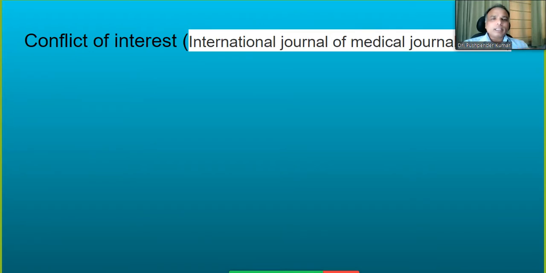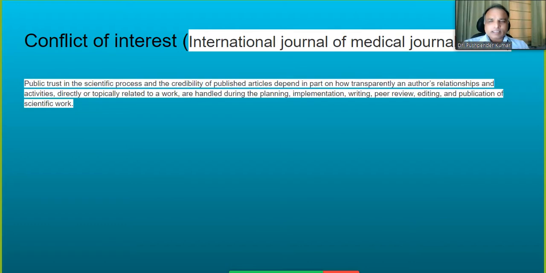According to the International Journal of Medical Journals, here you can see conflict of interest. Let me read it for you. Public trust in the scientific process and the credibility of published articles depend in part on how transparently an author's relationships and activities directly or topically related to a work are handled during the planning, implementation, writing, peer review, editing, and publication of scientific work.